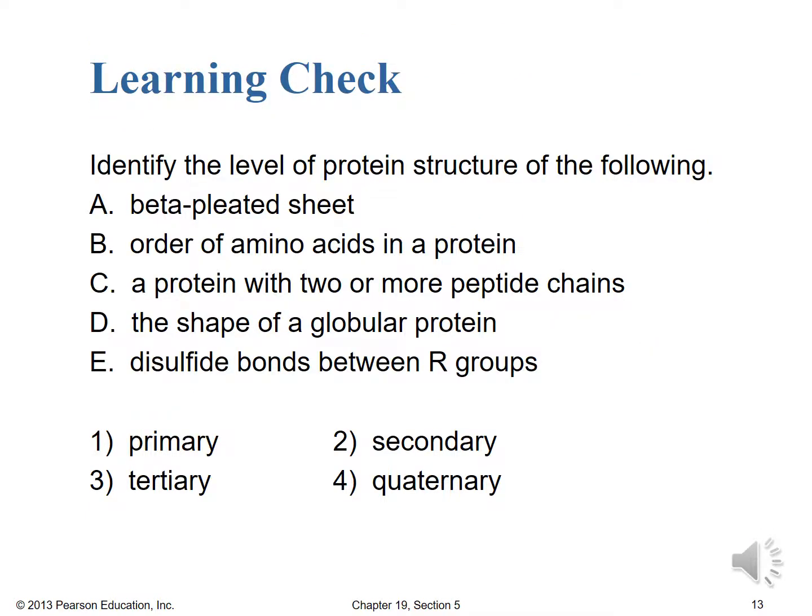All right, so before we end our tertiary and quaternary level of protein structure lecture, let's have one final learning check. And this learning check asks that you identify the level of protein structure for each of the following. And then we have 5 different levels. Go ahead, read those levels, determine whether you think the level describes primary, secondary, tertiary, or quaternary structure. Stop the video while you make those assignments and start it back up when you're ready to check your work. Good luck.